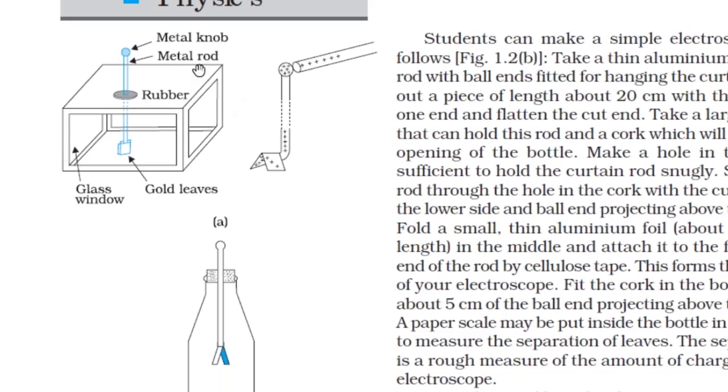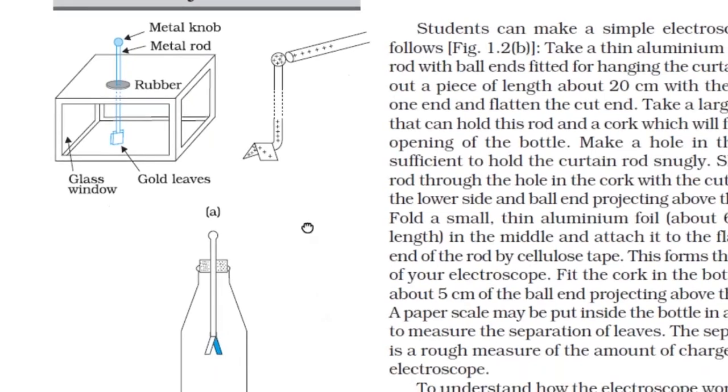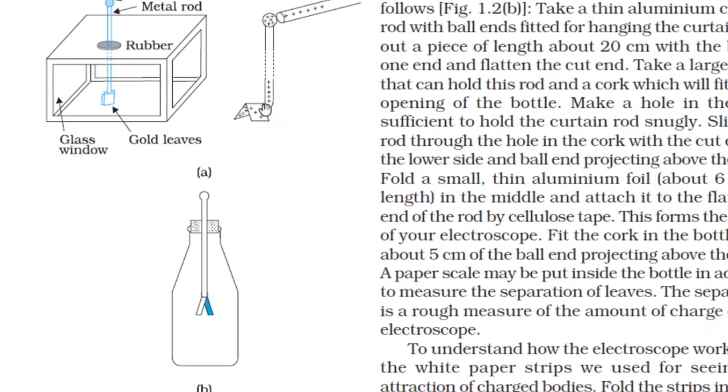What do you mean by conductor? A conductor has mobile electrons, that means the charges inside it can move from one point to another. That's why we have taken a metal knob and metal rod, so that if we touch with some charged body, the charge will go directly to the bottom of the rod. At the bottom of the rod we have taken two gold thin sheets of the same size and shape. Those are called gold leaf. They are attached to the end of the metal rod.